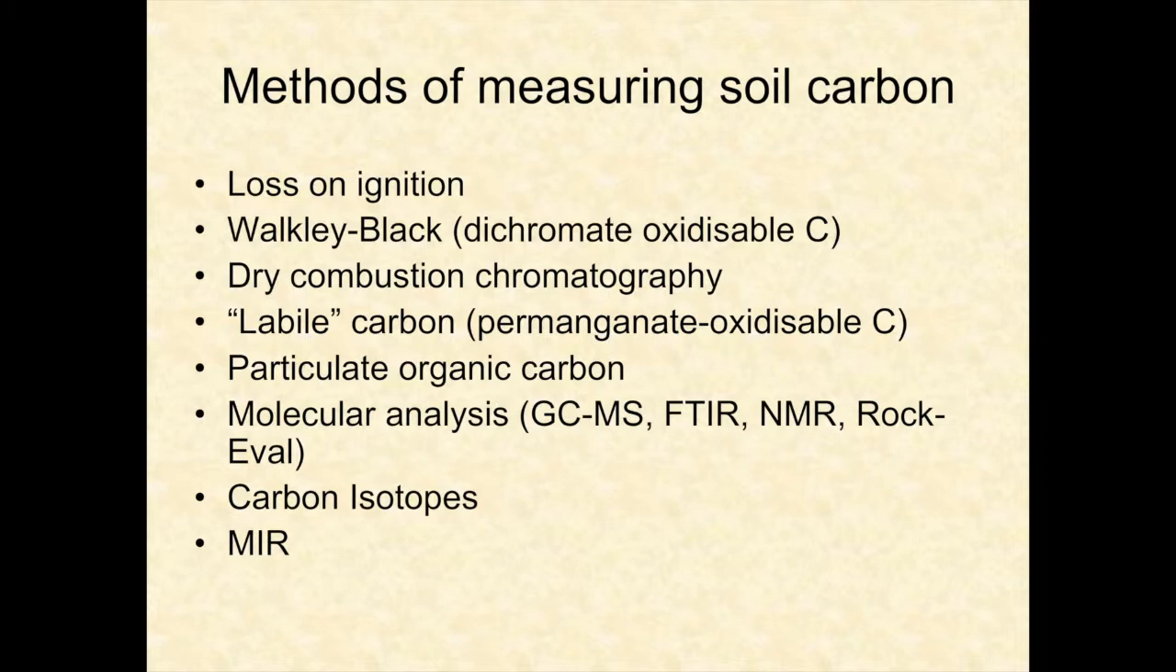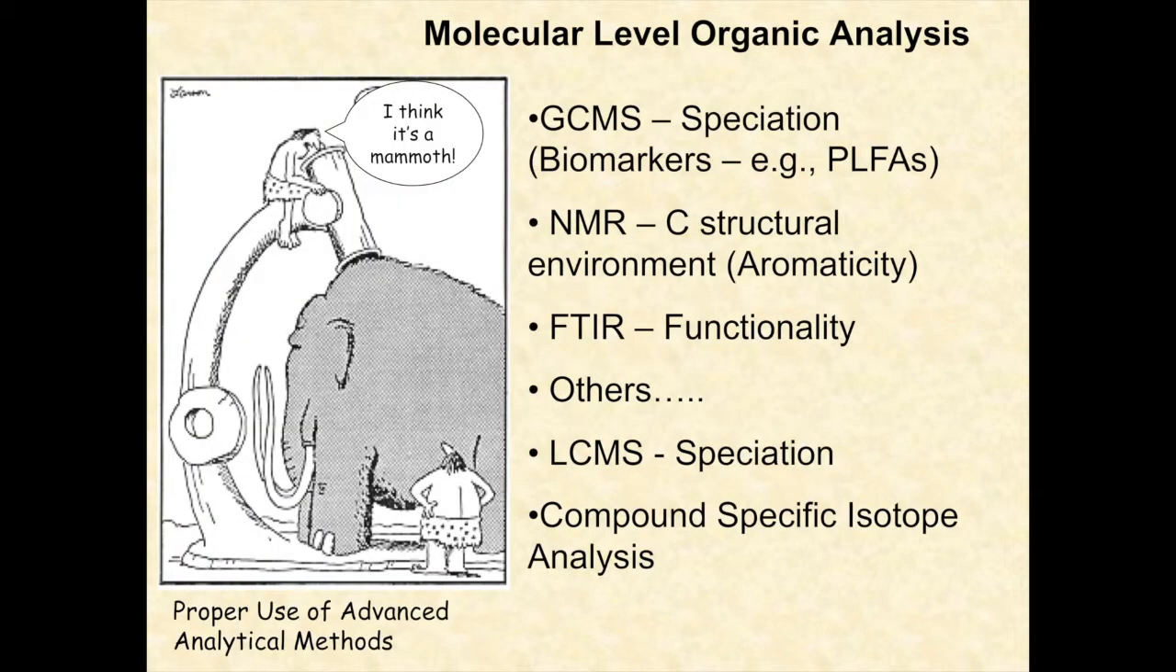There's also mid-infrared. I won't comment on that. The molecular level organic analysis is also worth saying a little bit about. There are some GCMS techniques where we can use biomarkers, particularly PLFA, which are used in microbial community ecology, but also we can try and understand a little bit more about the quality of organic carbon, and I'll come back to you on that. NMR, which is used commonly now, FTIR, LCMS, and compound-specific isotope analysis.